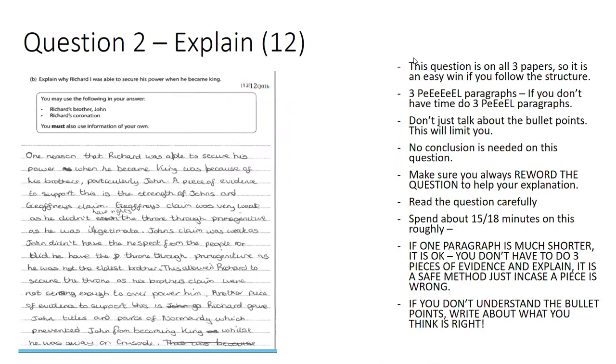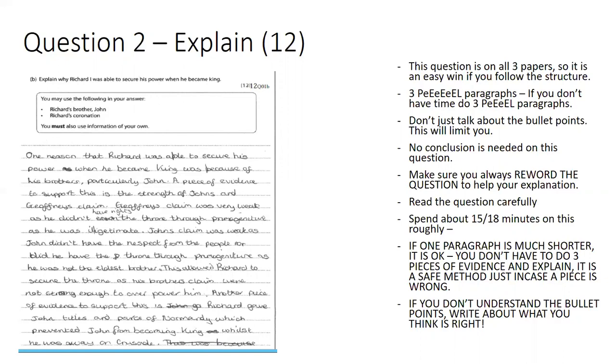The second question is your explain question. Now again, very similar to paper 1, it's the exact same approach. 3 PEEL paragraphs. This question is on all 3 papers, Germany, Richard and John, and medicine, so there is no excuse not to know the structure. Like before, don't just use the bullet points, okay? I look at the question that I've put on here, explain why Richard was able to secure his power. The bullet points don't actually help too much. If anything, they hinder and it caused some weak responses because of this.